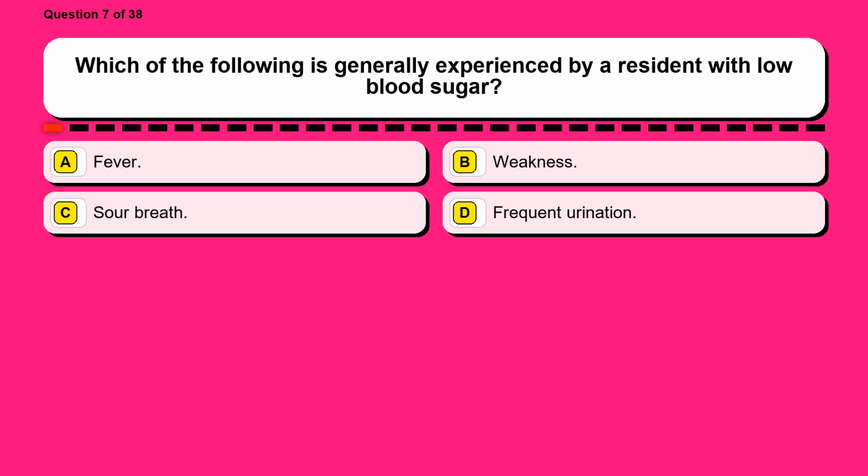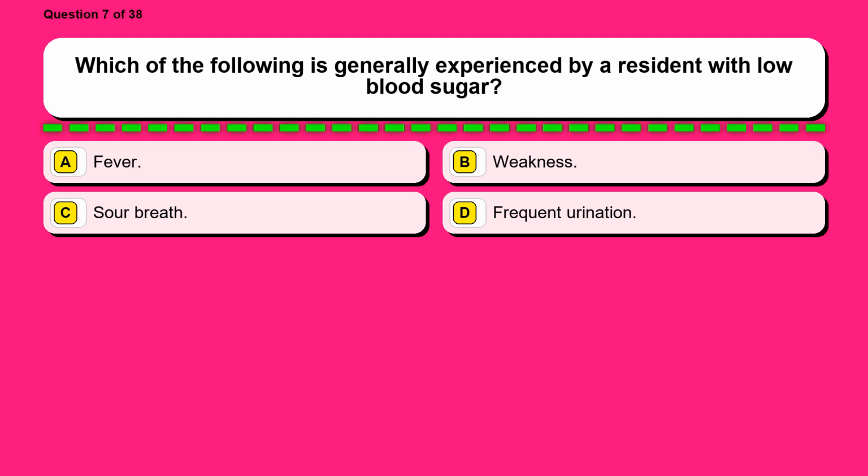Question 7. Which of the following is generally experienced by a resident with low blood sugar? Option A, fever. Option B, weakness. Option C, sour breath. Option D, frequent urination.